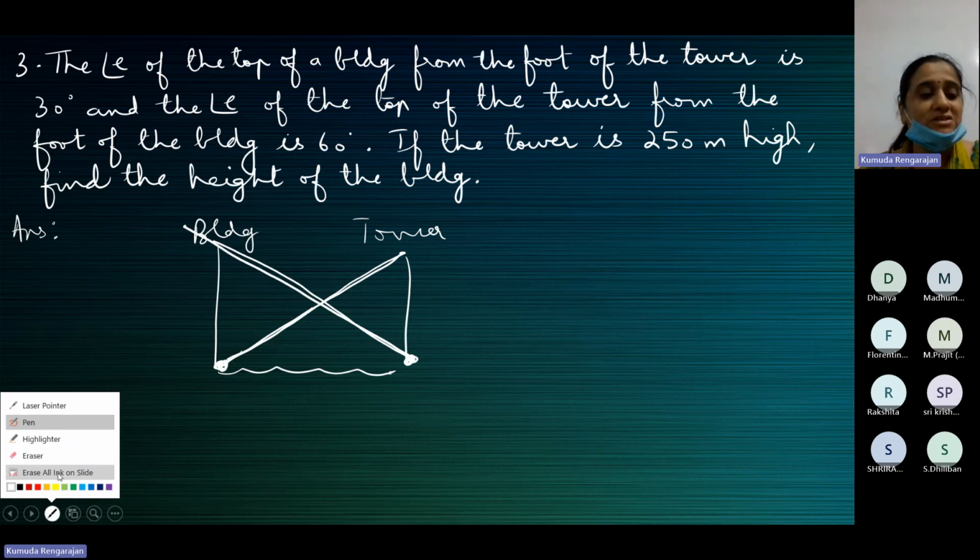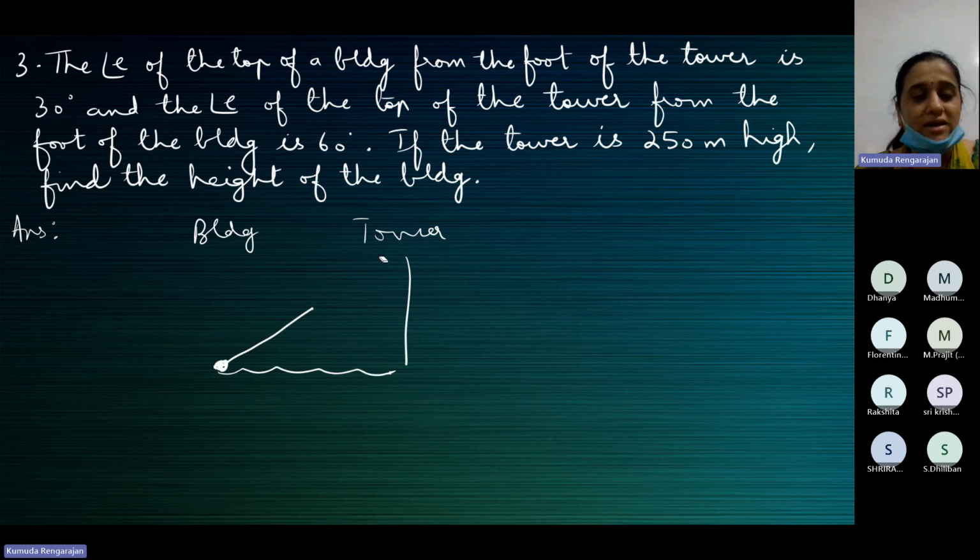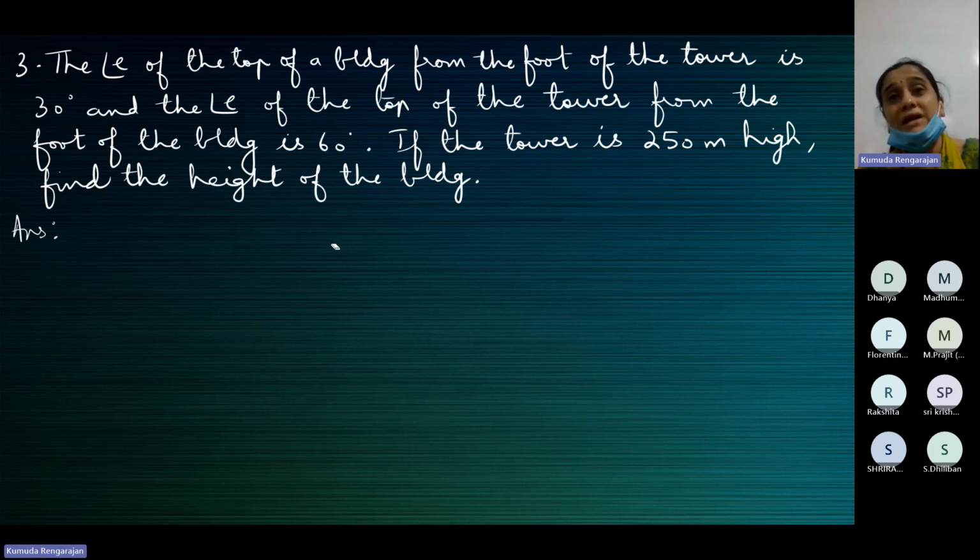So now, which structure is taller? Wherever the elevation is greater, because you have to look higher up if the structure is taller. The elevation is more if the structure is taller. So 30 degrees versus 60 degrees: 60 degrees is the greater angle. Whose elevation is 60 degrees? The angle of elevation of the top of the tower from the foot of the building is 60 degrees.